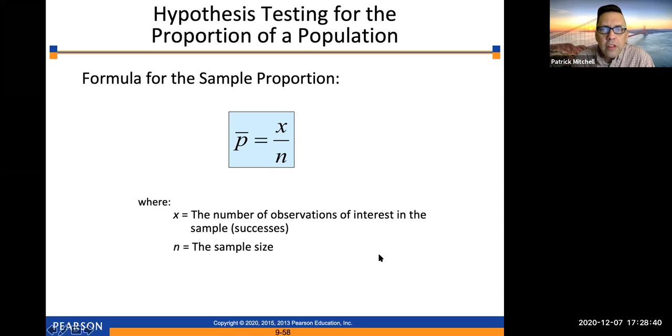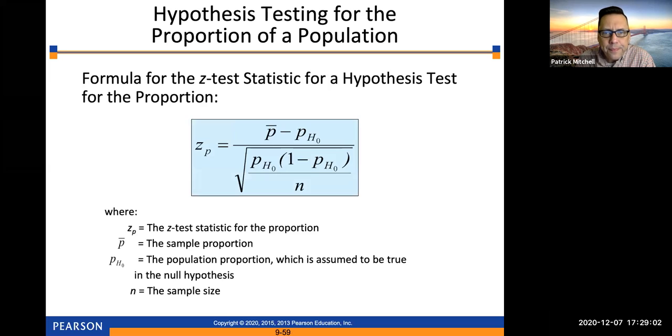All right, so one of the first things we'll need when we test a claim about a population proportion is the sample proportion. So you find that using this formula. Remember, we call the sample proportion P bar. P bar is just X divided by N, where X is the number of observations of interest in the sample, and N is the sample size.